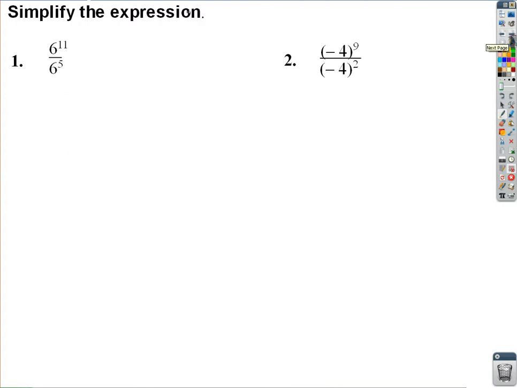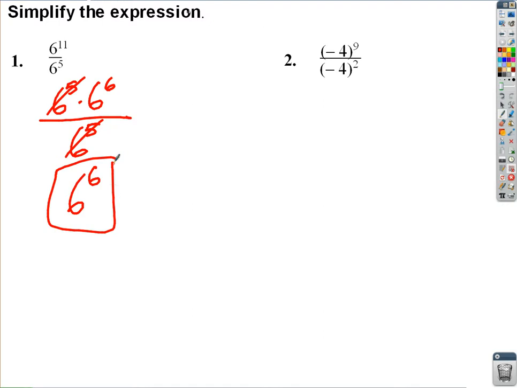Simplify these expressions. Why don't you try these two right now? Pause the video. Okay, we have a chance to do this. So this one's going to be 6 to the 5th times 6 to the 6th, right? And this is all over 6 to the 5th. These cancel out, and I'm left with 6 to the 6th power. All right, let's try this one.